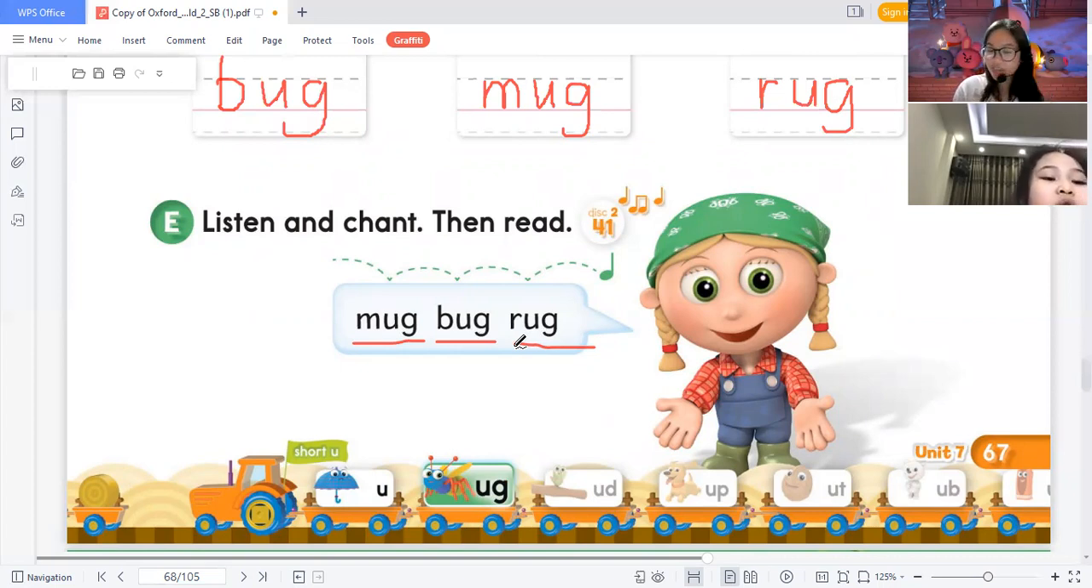Okay. So please read again one more time. Mug. Bug. Rug. That's correct. So as you can see, the words have the sound of ug, right? That's right. It's very important when you read those words that you emphasize the sound ug.